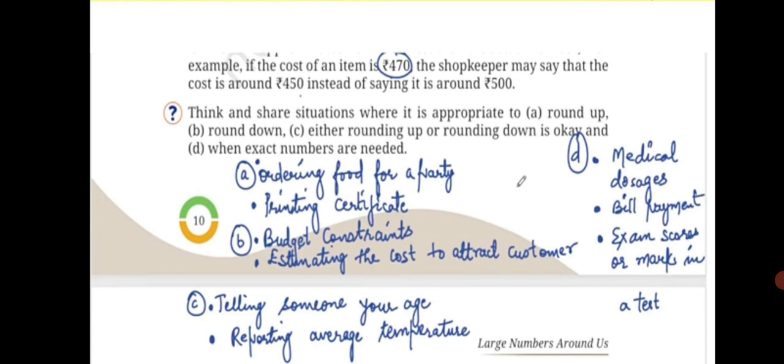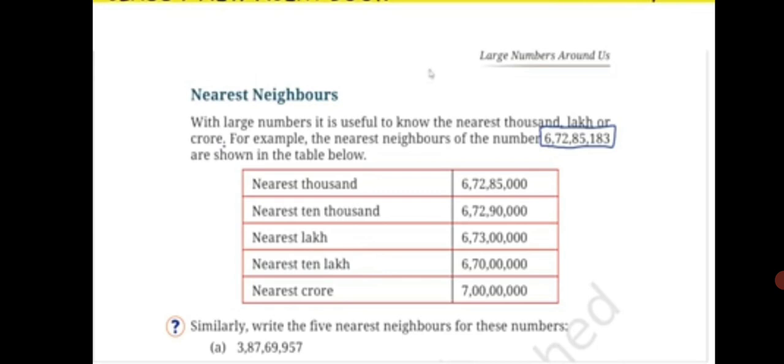After this we have a small topic. The next small topic is nearest neighbors. With a large number, it is useful to know the nearest thousand, lakh, or crore. For example, the nearest neighbors of the number 6 crore 72 lakh 85,183 are shown in the table given below. So how will you find out these nearest neighbors, like nearest thousand, nearest 10,000, nearest lakh, nearest 10 lakh, nearest crore? How will you find out?